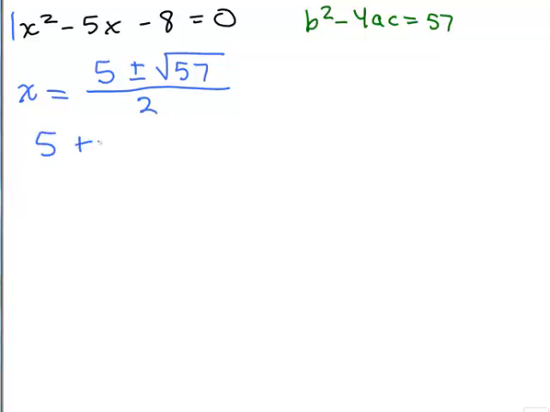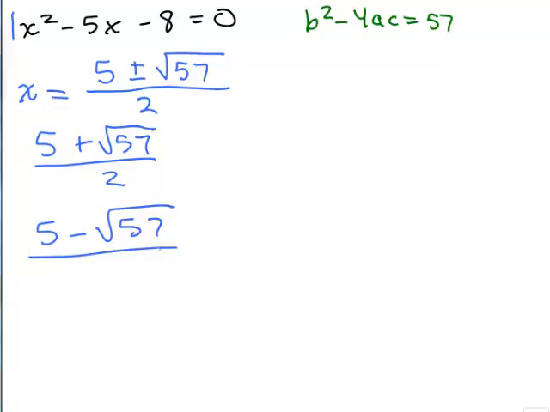5 plus radical 57 over 2. Okay, and the other one is 5 minus radical 57 over 2. And now we want to approximate that, because if you were going to graph this, you would want to know approximately where that is on the x-axis. Like if somebody says, where is that? I don't know where that is exactly. Is it close to 10, or is it close to 8, or is it close to negative 6?